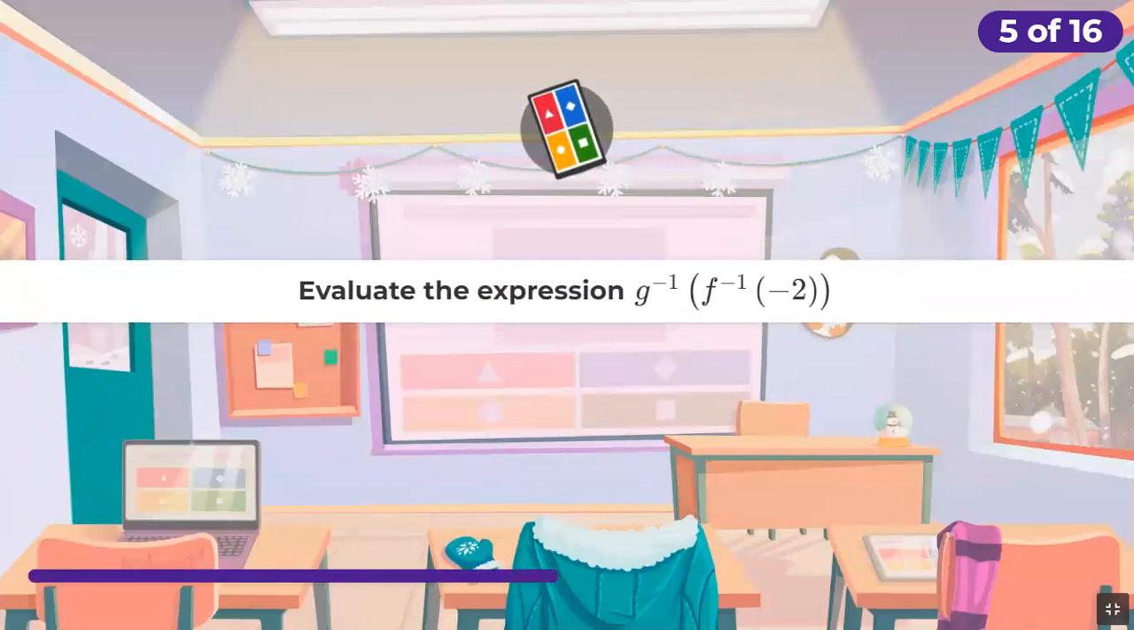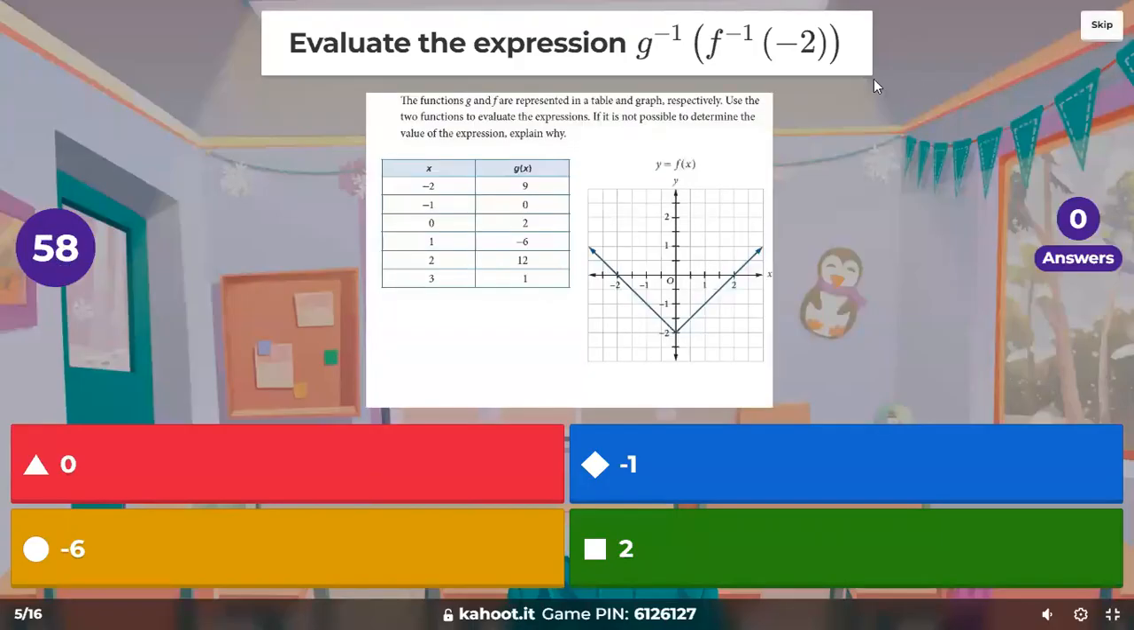All right. We're going to combine composition and inverses. So composition says you start from the inside. So the first thing you need to do is find the inverse, F inverse of -2, and then use that for the G inverse. So inside to out. And inverse means you start where? At the Y, Miss Jones. Good job.